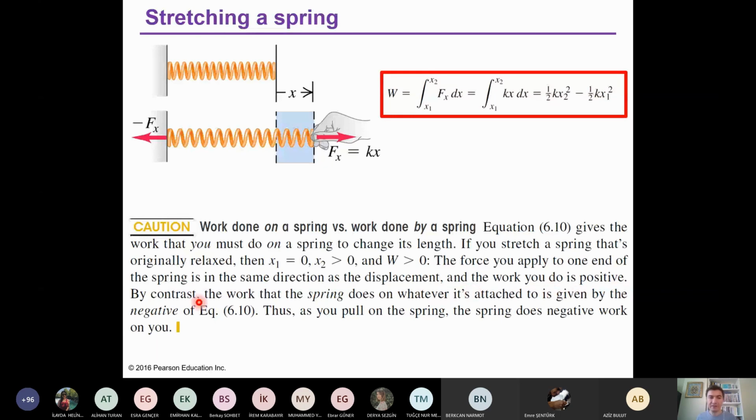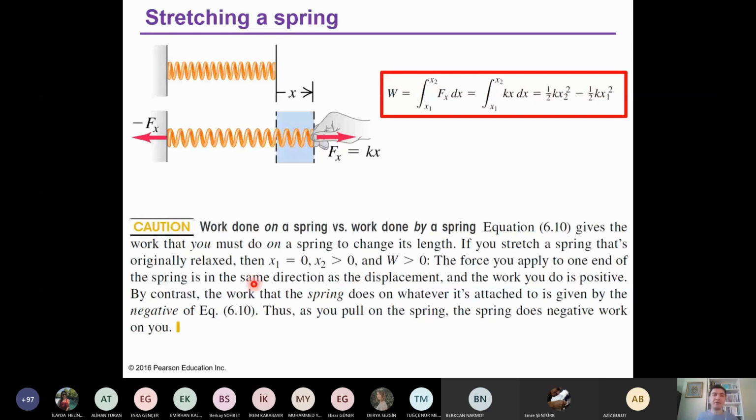By contrast, the work that the spring does on whatever it is attached to is given by the negative of this one. I have already discussed this because the direction of the force applied by the spring and the direction of the displacement are opposite. Thus, as you pull, the spring does negative work on you. I have already explained this, but it is just to remind you.